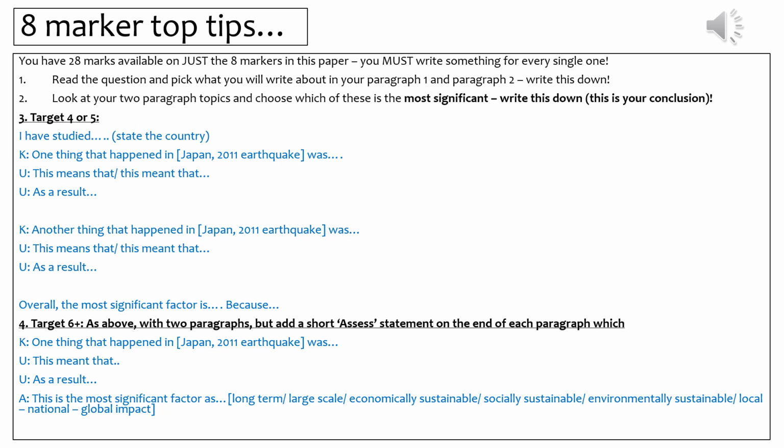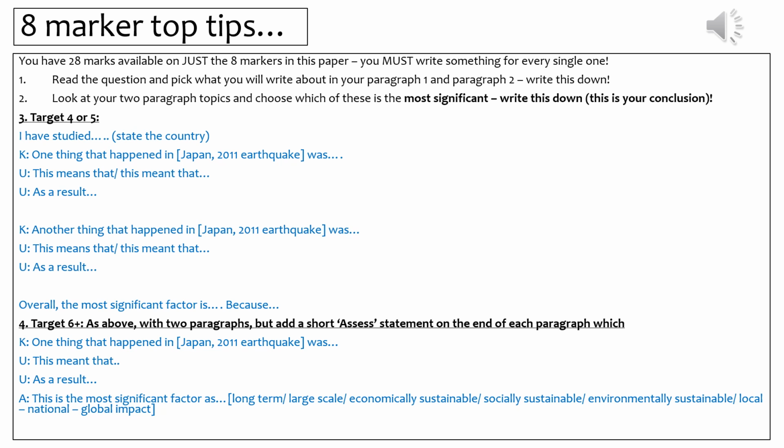For those of you with target grade of 6+, you need to do a little mini assess on the end of each paragraph that you do. So you should add, this is the most significant factor, as shown on the screen here. And you need to try and talk about things like, as it's a long-term solution, as it's a large-scale solution.